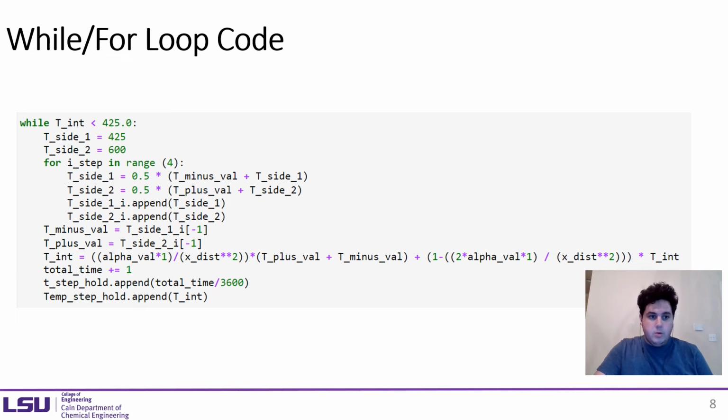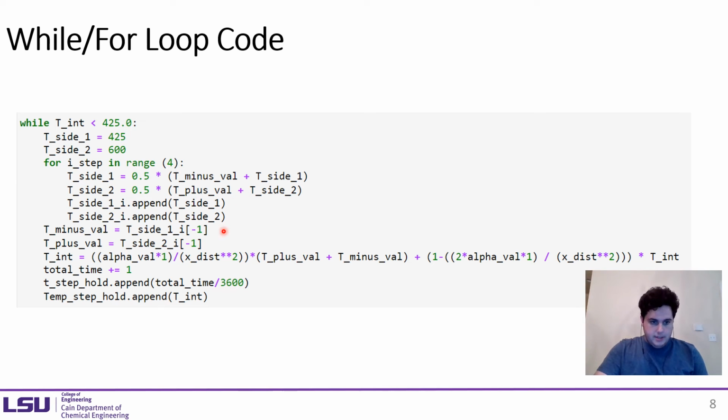This is the while loop I use to help solve the problem. We can start by setting our bounds for the problem. We know we are trying to find when the temperature of the center reaches 425, so we want to execute the loop until we get to that temperature. We then initialize the sides of our wall to be maintained at those two temperatures, since that was given in the problem. We can then use this for loop to go through it 5 times. It says 4 because Python is indexed, it starts at 0, so it will go through this 5 times, and then we will get the iterations for our distances, and add them to these lists right here.